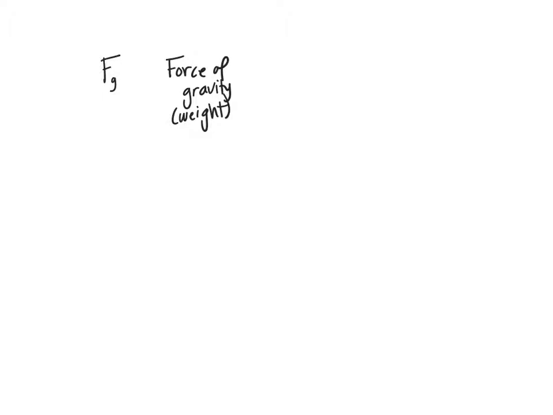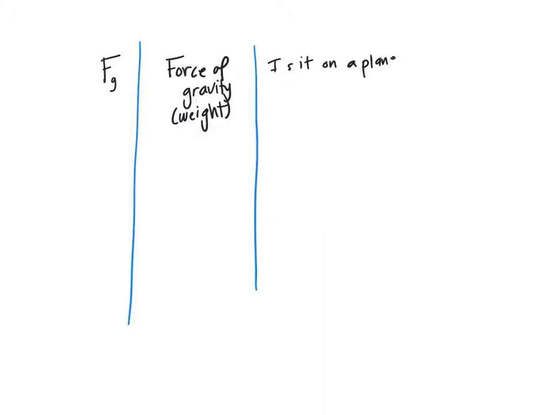And the question you need to ask yourself when you're looking whether something has a force of gravity or not is: is it on a planet? Okay, if it's on Earth, then the acceleration due to gravity, which we often write as g, will be 9.8.